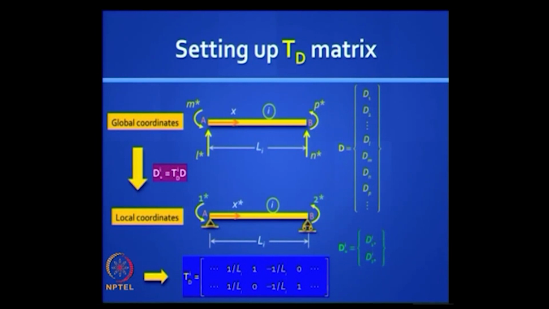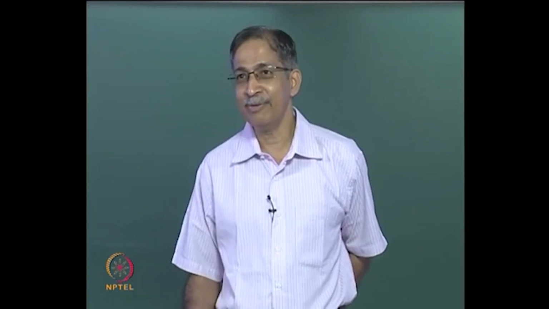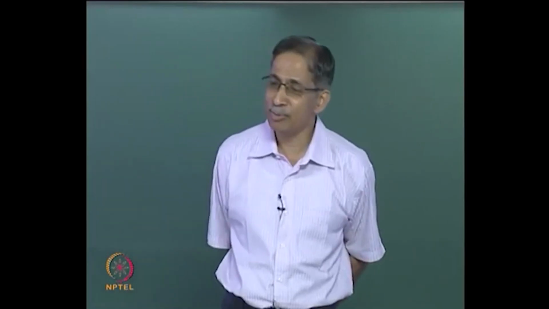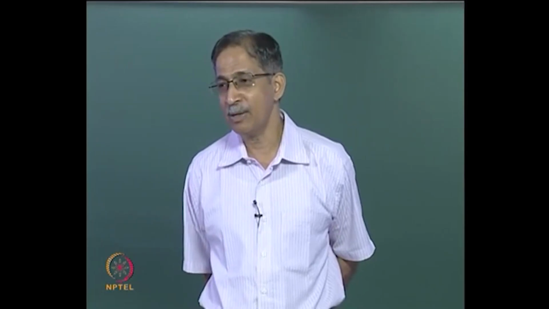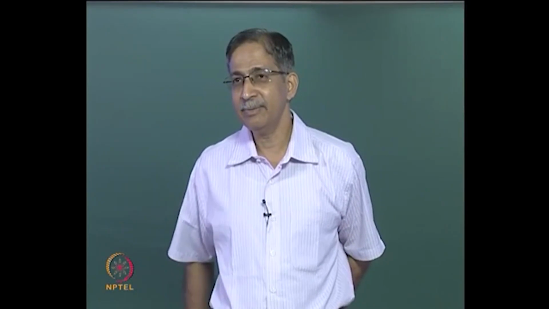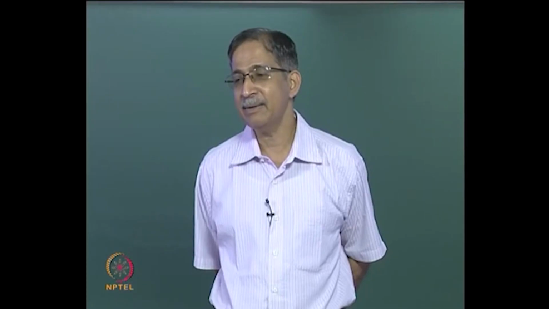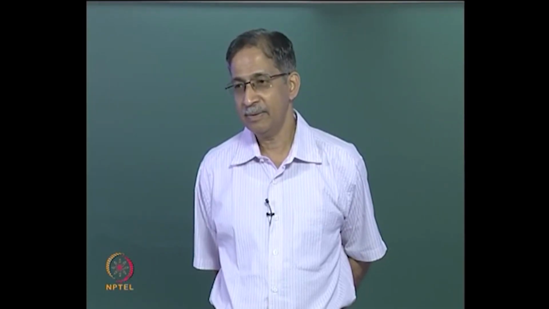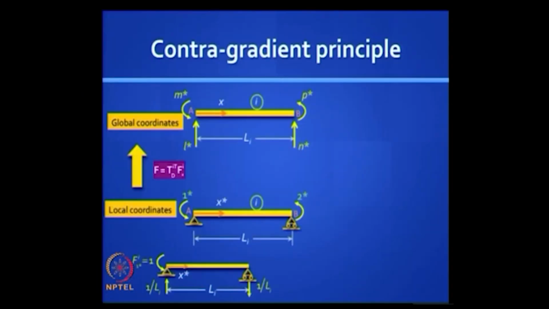Not T into it. You have to bring in the transpose. You have to invoke the contra gradient principle, and some of you might find it easier to do it this way. So here we do the reverse. We move from the local coordinates to the global coordinates, and we invoke the TDI transpose matrix, which means you apply a unit moment, end moment, two of them, one at a time, like this. You apply F1 star equal to 1, satisfy equilibrium, and figure out what are the corresponding values that you get in the global coordinate systems.